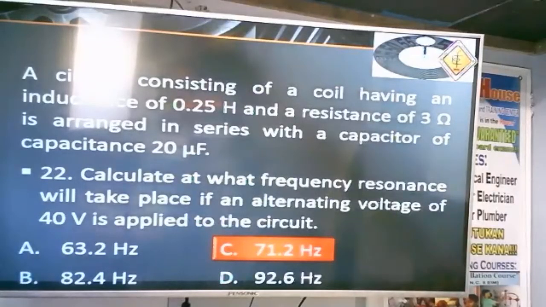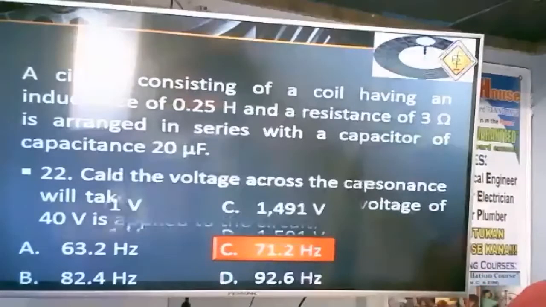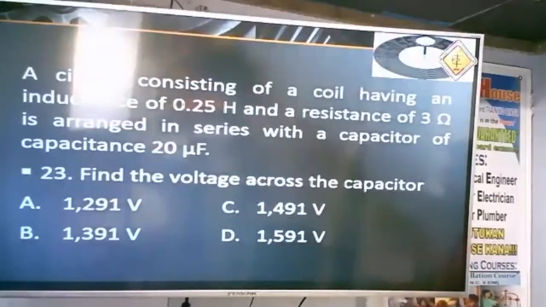Okay, let's go now to number 23, guys. Just the same given, right? So find the voltage across the capacitor. So we are just going to calculate the voltage across the capacitor, with, of course, the frequency. We are going to use the resonant frequency. For the voltage across the capacitor, I will get first our X sub L.